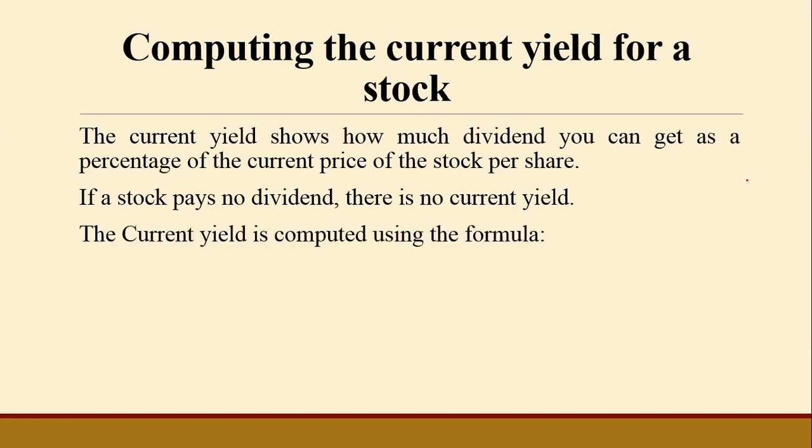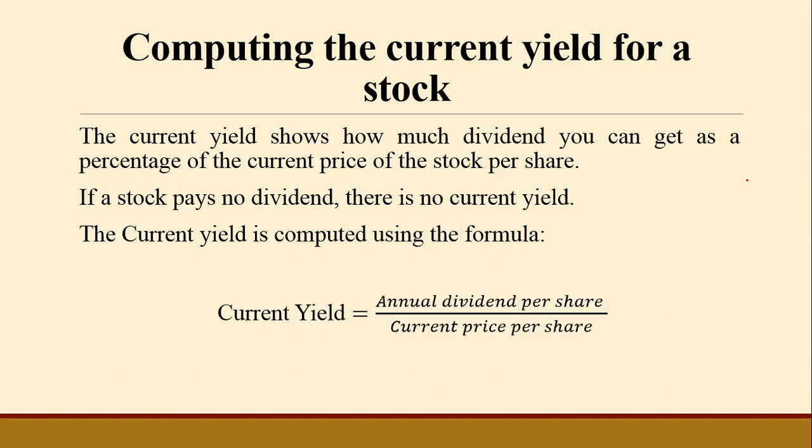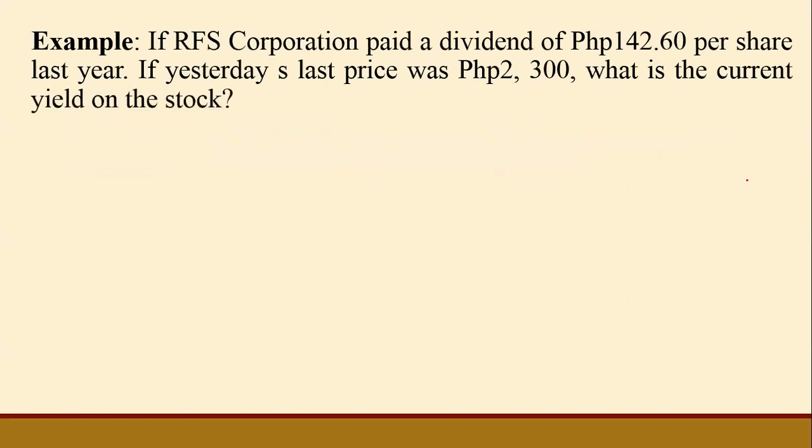So the current yield is computed using the formula: current yield is equal to the annual dividend per share over the current price per share. Okay, let us have an example. If RFS Corporation paid a dividend of 142 pesos and 60 centavos per share last year, and yesterday's last price was 2,300 pesos, what is the current yield on the stock?